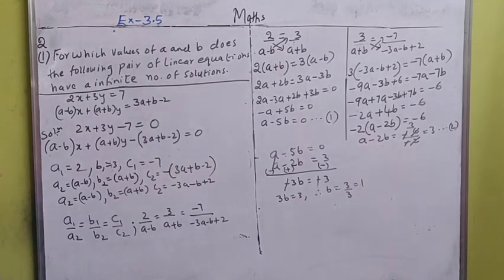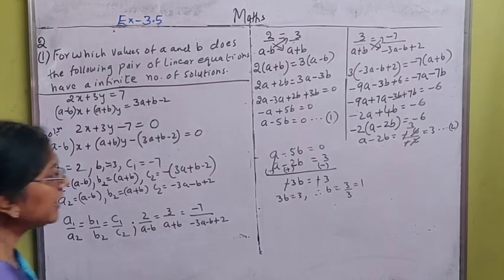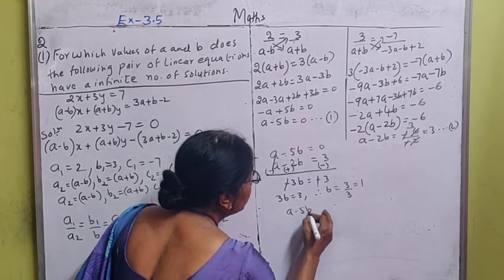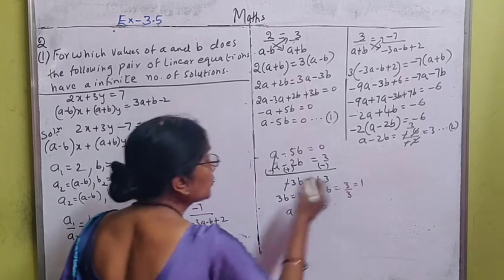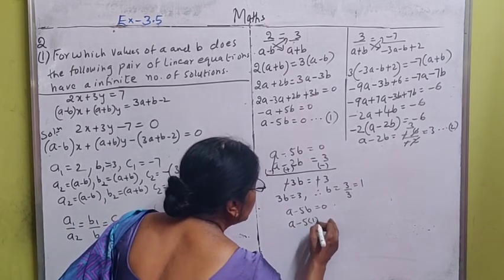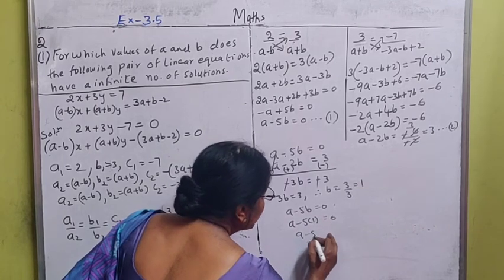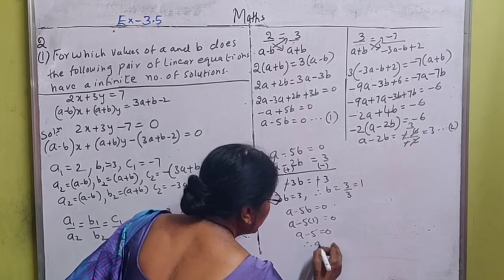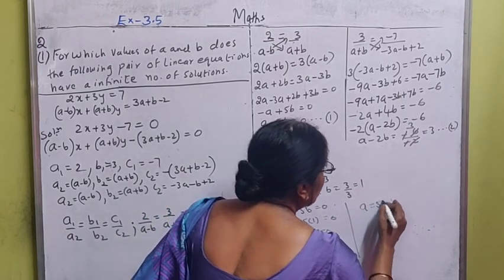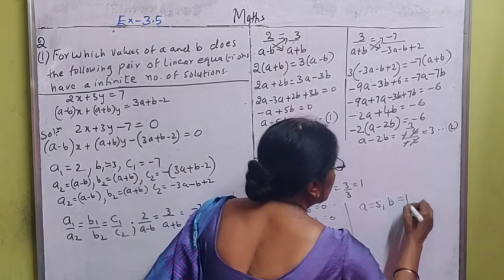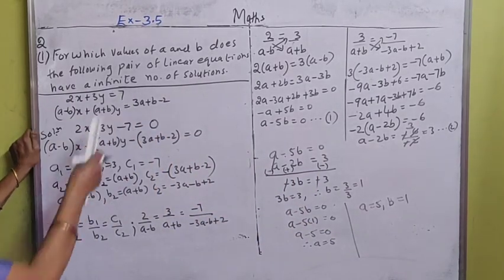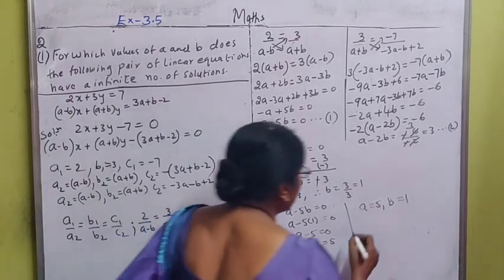B value I got. So now I have to find the a value. Take any one of the equations. The one with 0 is very easy. So a minus 5b is equal to 0. I am going to substitute the value of b over here: a minus 5 into 1 is equal to 0. A minus 5 is equal to 0. Therefore, a is equal to 5. So what values did you get? A is equal to 5, b is equal to 1. So for these values, the pair of linear equations has infinite number of solutions.